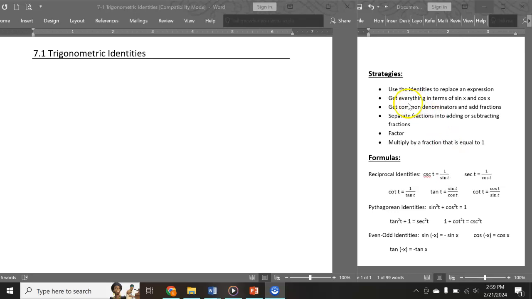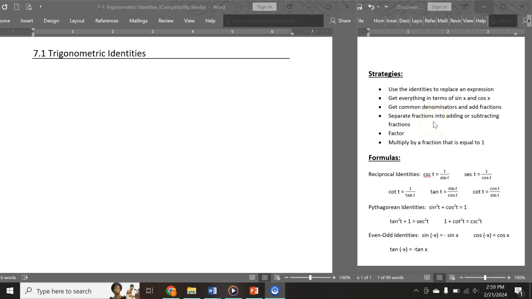The second strategy is to put everything in terms of sine and cosine. You're always allowed to do this. However, sometimes it makes your life a little harder. So think carefully, try something. If it doesn't work, erase it and try again. Another strategy is to get common denominators and add some fractions. So if you see fractions happening with addition or even subtraction, you're allowed to do this.